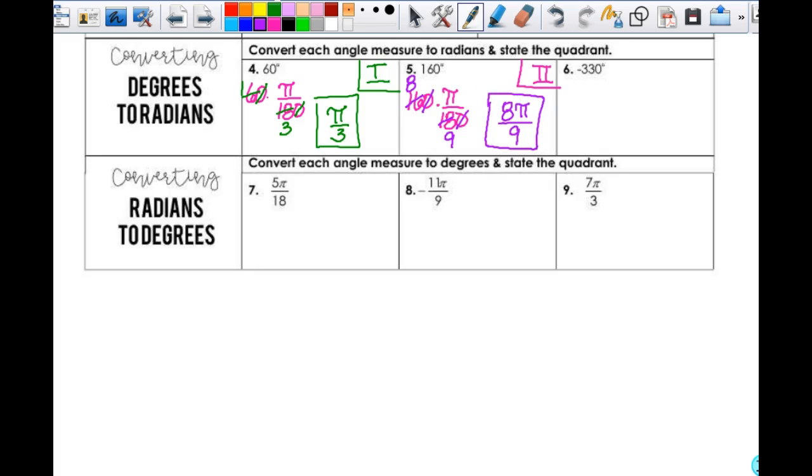Okay. Everybody okay with that? Yes? So there are never going to be any units? Well, there are. You just don't write them. Yeah. All right, so then this negative 330, what quadrant would that be in?